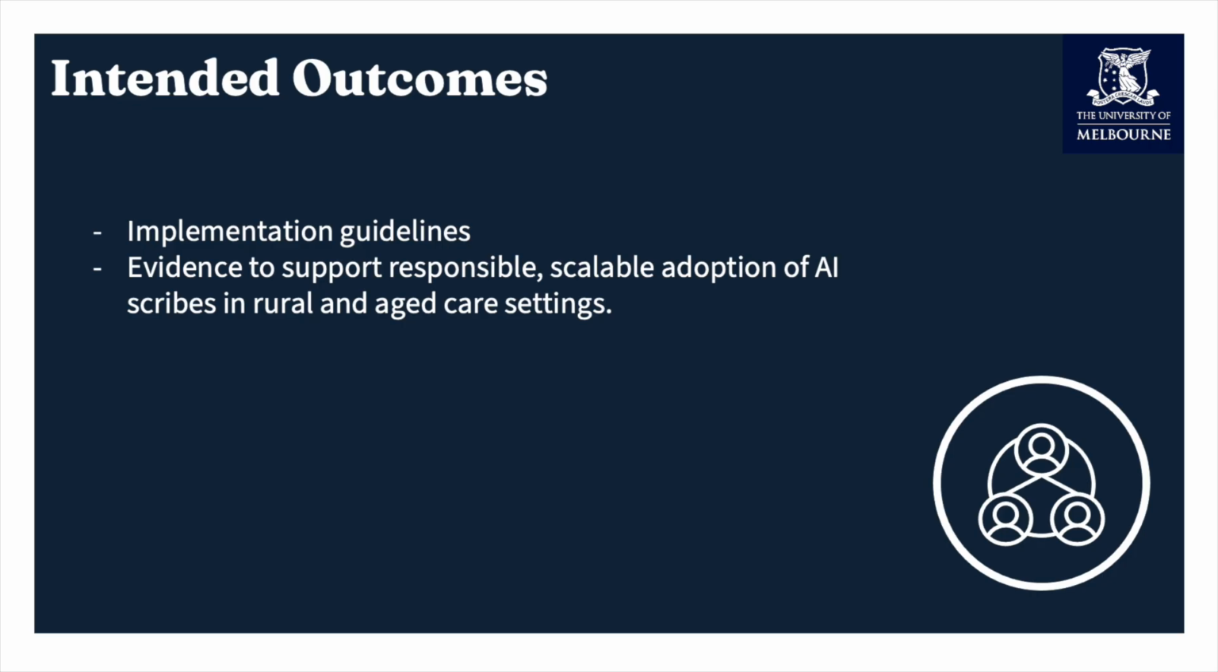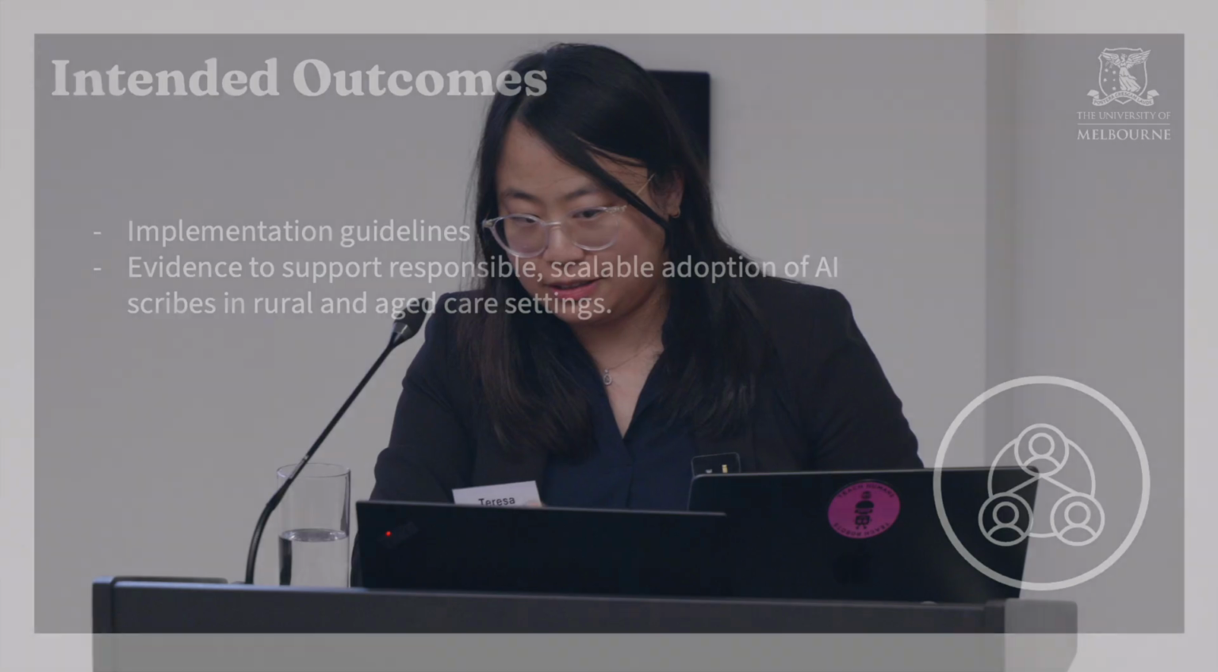So the kind of data we're looking at includes the quality of the AI scribe, the workflow challenges, security concerns, and any other facilitators and barriers, and support or training needs. And hopefully, by the end of this, we are able to create implementation guidelines and evidence to support responsible, scalable adoption of AI scribes in rural and aged care settings.